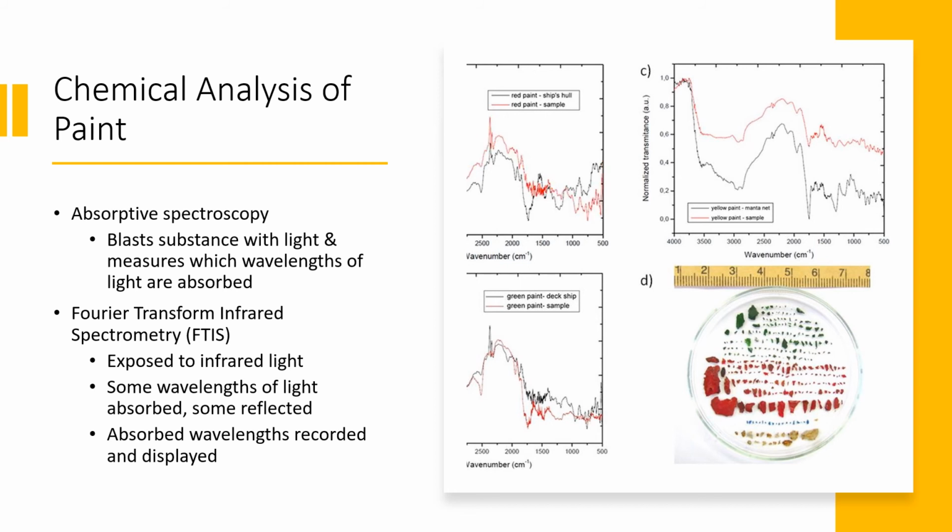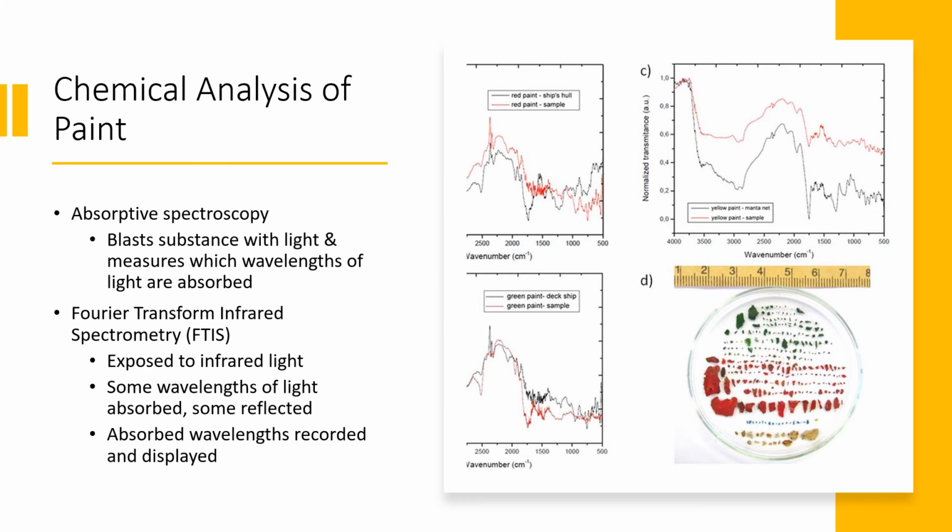So, for example, this is the red paint off of a ship's hull. It was painted with paint from one manufacturer at one point in time. And this over here is a different paint sample that looked, to our eyes, the same as the ship's hull paint. But you can see that there are some subtle differences that maybe make you think that they might actually be different paints.